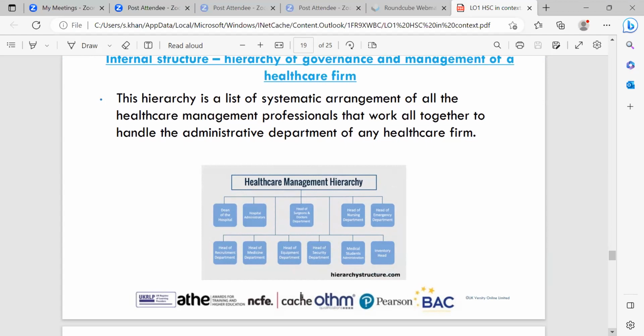So we've got the healthcare management hierarchy, and we've got the dean of the hospital, the hospital administration, the head of surgeons and doctors department, the head of nursing department. Under the hierarchy, we've got the head of emergency department. Then under them, we've got the head of recruitment department, the head of medicine department, the head of equipment department, the head of security department, medical students administration and inventory head. So this is the healthcare management hierarchy.